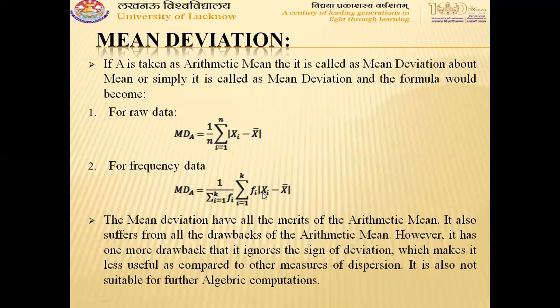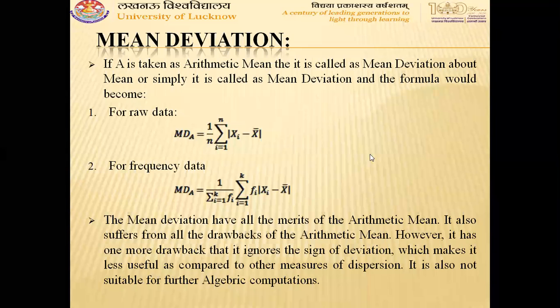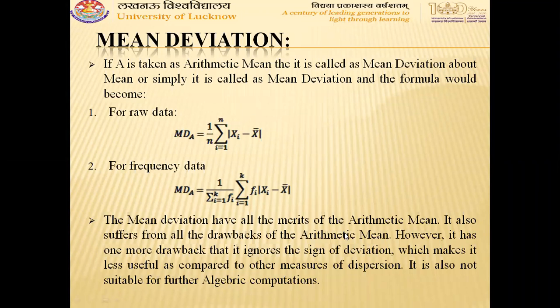The mean deviation has the same merits which the mean has, and it also suffers all the demerits of the arithmetic mean. That is, it cannot be calculated for open-ended class intervals. It cannot be calculated for qualitative data. It cannot be calculated if at least one of the observations is missing, and so on.